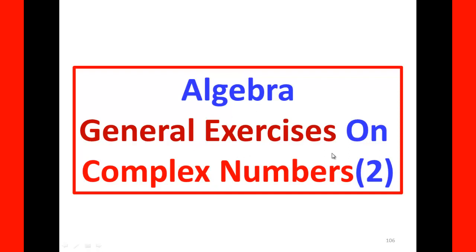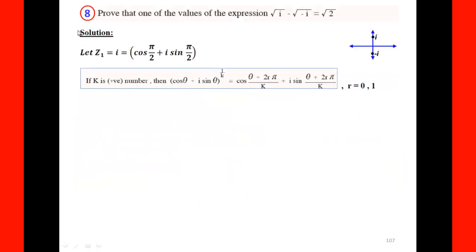General Exercises on Complex Numbers Part 2. Question 8. Prove that one of the values of the expression root i minus root negative i equals root 2. Let z1 equals i, and i equals cosine pi over 2 plus i sine pi over 2.